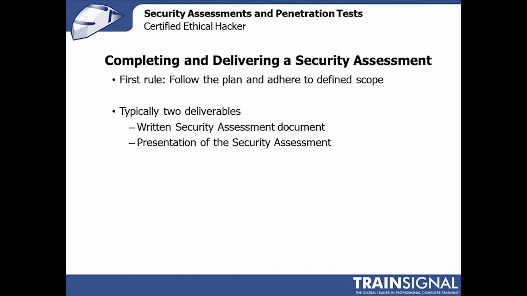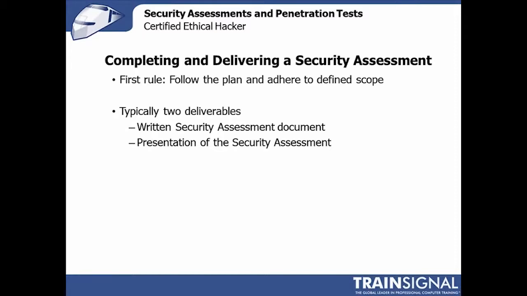So I only mentioned it 17 or 18 times so far, but for number 19, remember to follow the plan and adhere to the scope when you've got a security assessment in progress. You've got to stick to it, because when you don't, it's going to come out almost certainly during the process, but if not, in the deliverables.